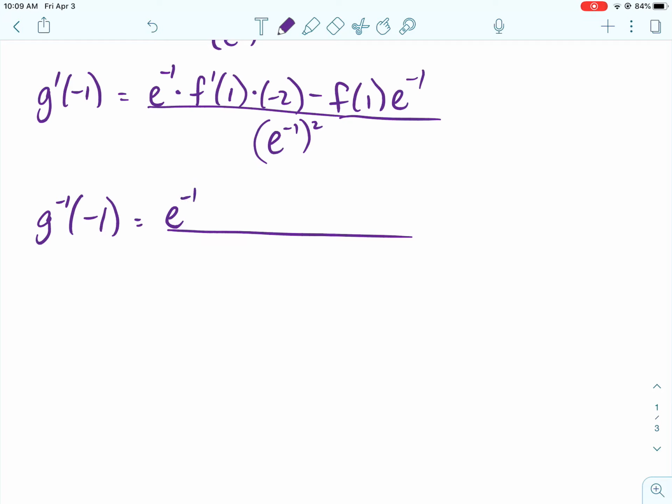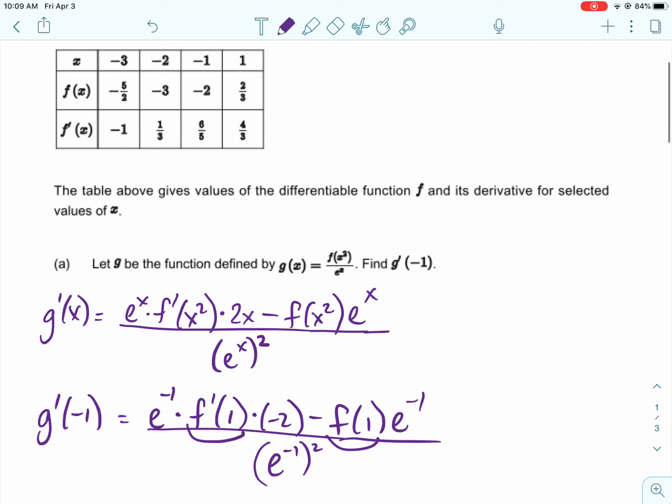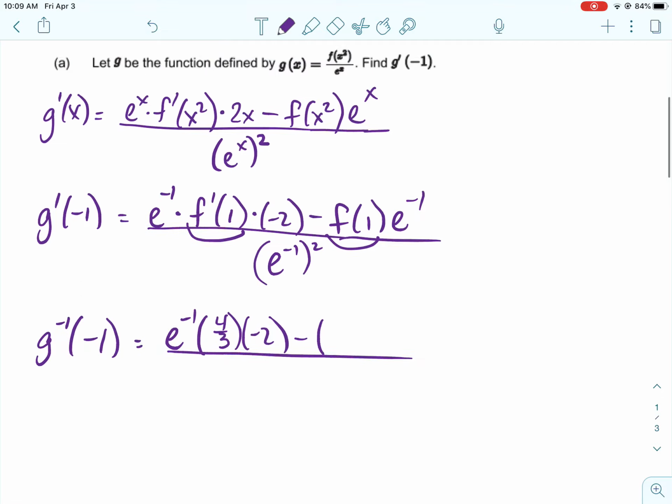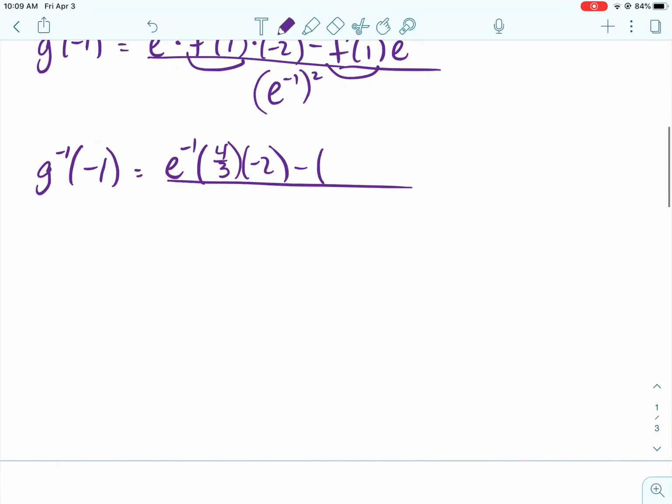All right, now I recommend that you leave these e's to the -1 alone. Don't try to write them as e over 1 and try to combine things. It will just be a mess. Just unnecessary work, or where you could make a mistake. But we do need to figure out what f prime of 1 and f of 1 are, and we can get that from the table. So f prime of 1 is 4/3. And f of 1 is 2/3.